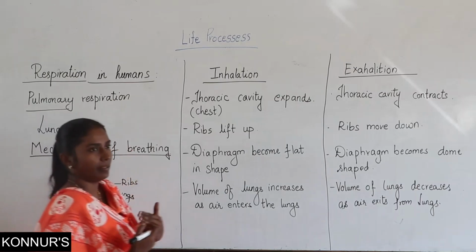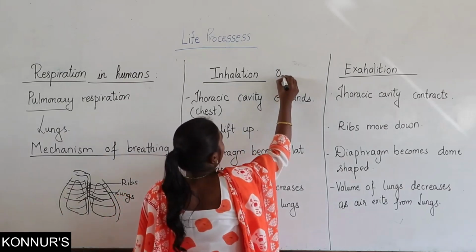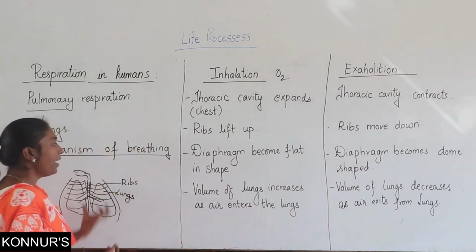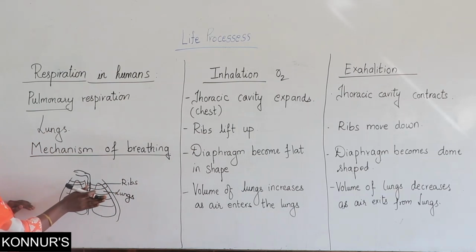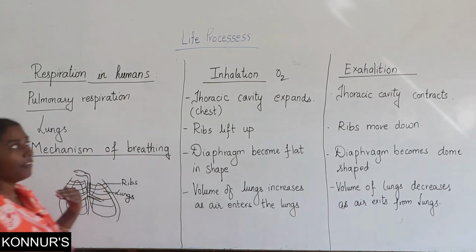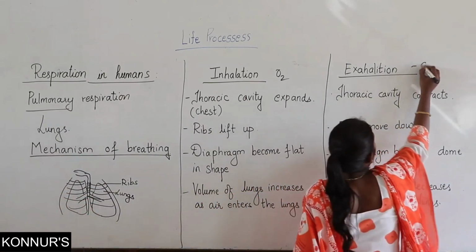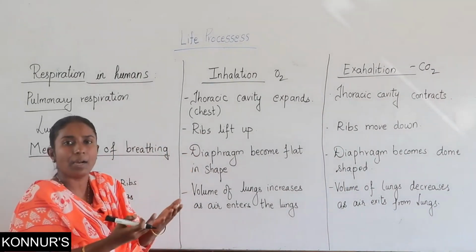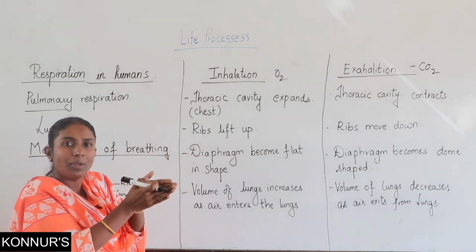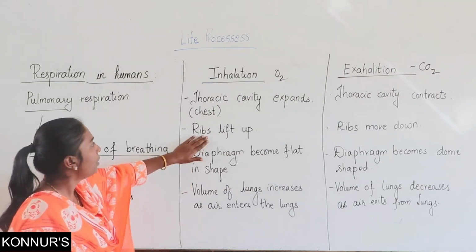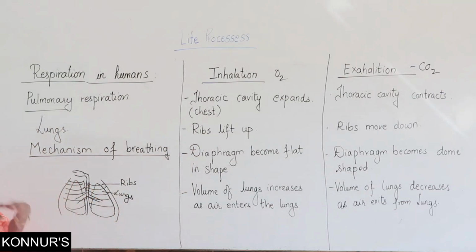So when we inhale, that is, when we are taking in oxygen, the chest cavity expands. It becomes bigger because air is entering into the lungs. When we exhale, we are exhaling carbon dioxide. So the air from the chest or lungs is coming out. That is why it contracts. So in inhalation it expands, and in exhalation it contracts. Now during inhalation, because air is getting filled into the lungs, the ribs come out, that is, they lift up.